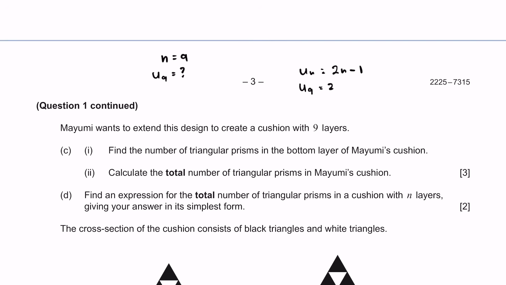We have 2 times 9 minus 1, which will be 18 minus 1, or 17. So in this case, we would have 17 triangular prisms in the 9th layer. Once again, here's a function which relates the layer to the number of triangular prisms. They told us the layer is equal to 9. Substitute in that value of n, and then we can find the number of triangular prisms, 17.